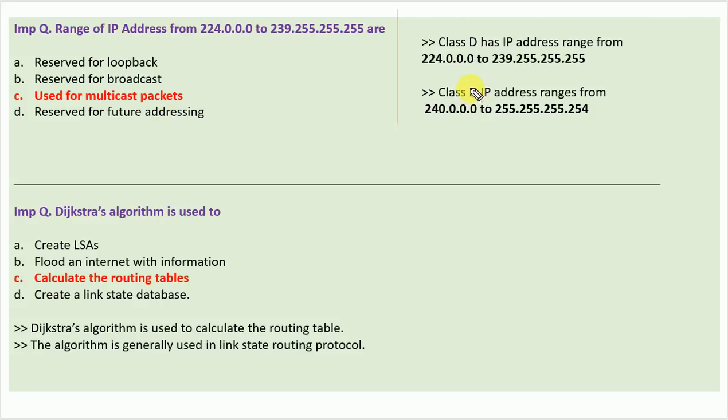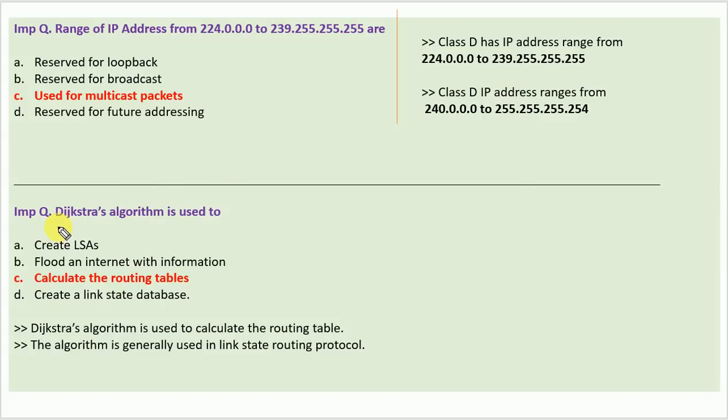And I think you can correct that. It's a basic thing, you can have an idea also. But again, I have just written it: class D is 224 to 239, and class E is 240 to 255. You have to remember the range. Now I will not discuss anything more with this question because we have already discussed a lot in the previous video. So let's discuss the next question.